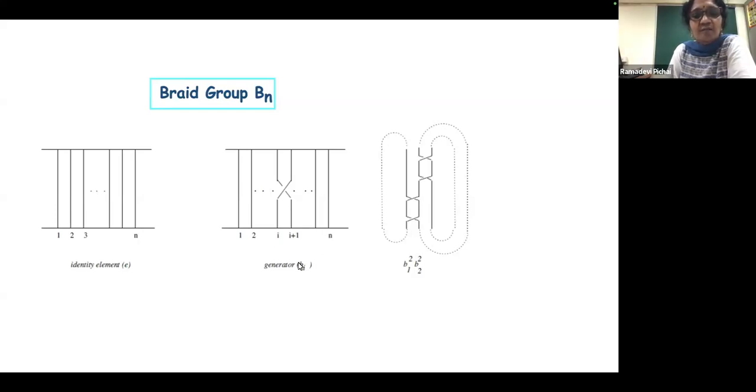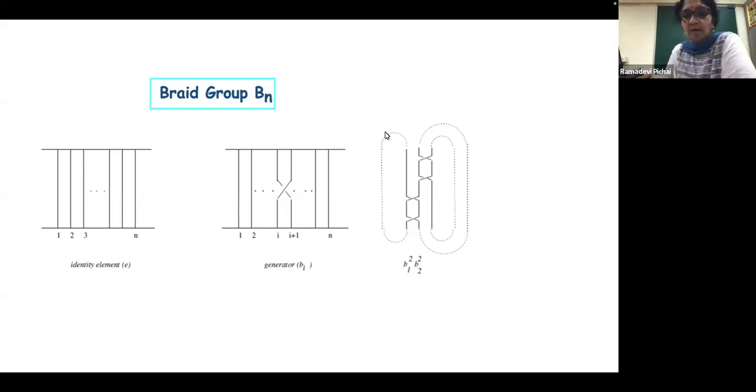Using these generators, you can construct words. This is one example where I have constructed B1 squared, the first and the second strand twice, and then B2 squared, between the second and the third strand twice. So this is a general braid element belonging to Bn. If you are just looking at 3 strands, then this belongs to B3. This is the braid word constructed using these generators, and it forms a group.